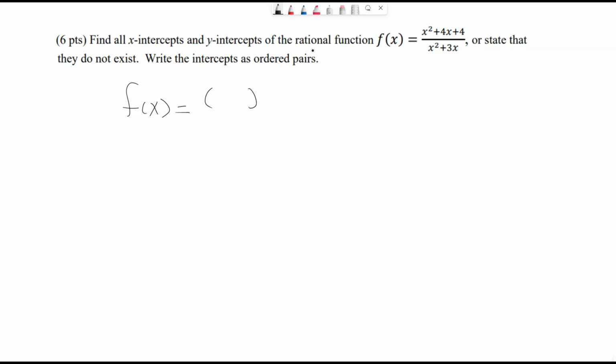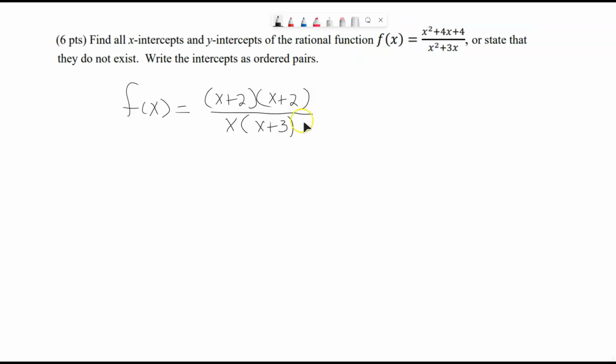So the numerator factors as x plus 2 times x plus 2. You can check that by FOILing this out. You'll see that it's x squared plus 4x plus 4. And the denominator, greatest common factor, factor out the x, and we have x plus 3.